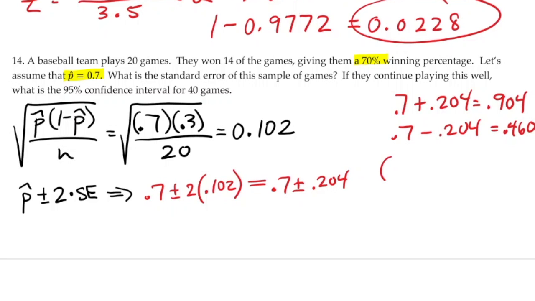So between 0.496 and 0.904 is my 95% confidence interval.